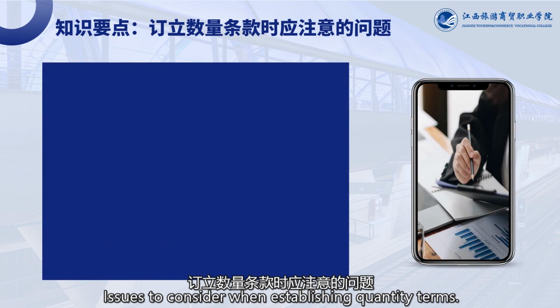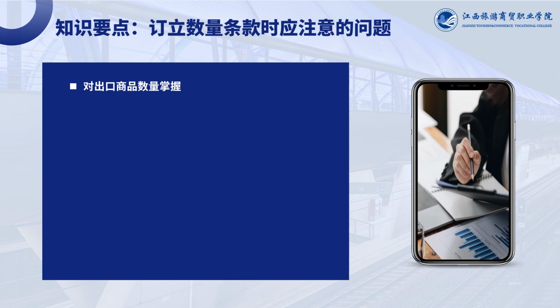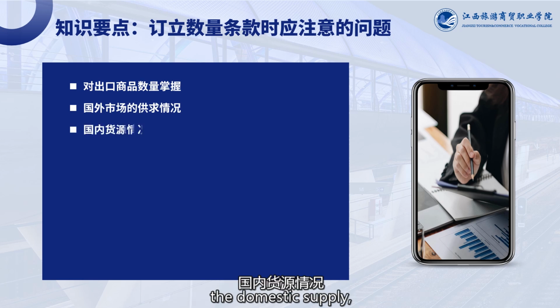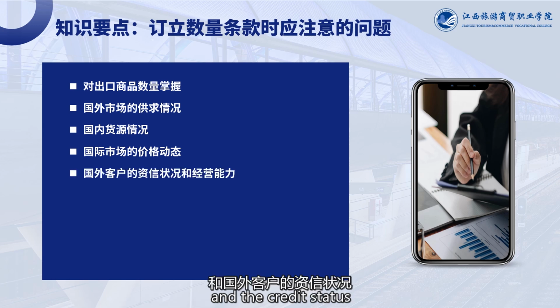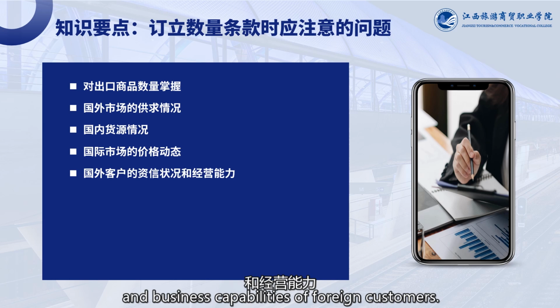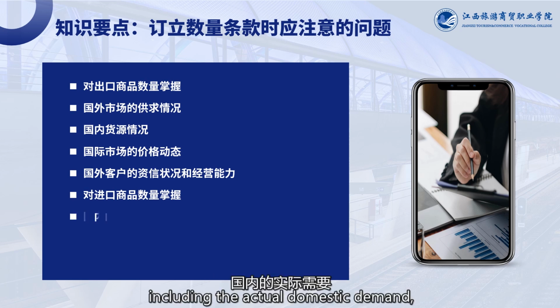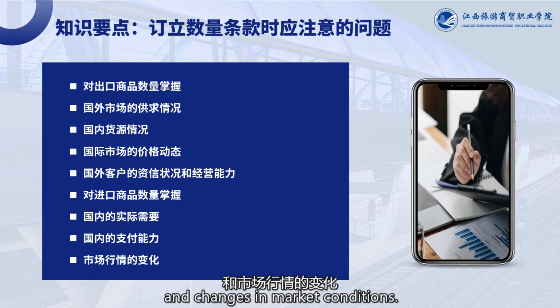Issues to consider when establishing quantity terms. First, it is important to have a grasp of the quantity of exported goods, including the situation in the supply and demand of foreign markets, the domestic supply, the price dynamics of the international market, and the credit status and business capabilities of foreign customers. Second, it is necessary to know clearly the quantity of imported goods, including the actual domestic demand, the payment capability of the domestic market, and changes in market conditions.